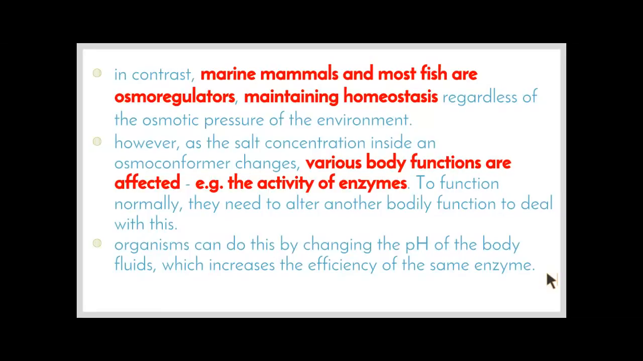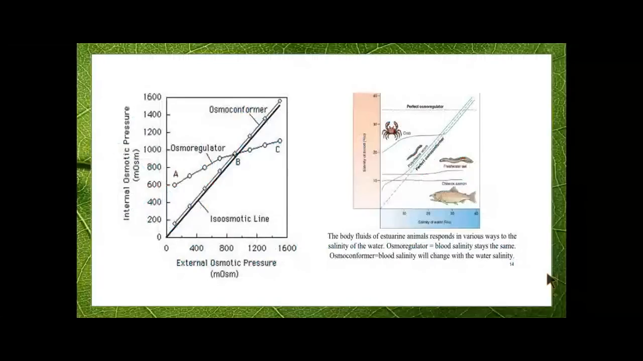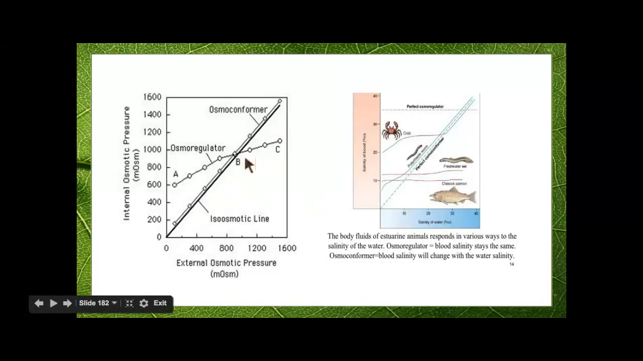So to be able to function normally, they need to be able to change other bodily functions in order to deal with this. So these types of organisms can change the pH of their body fluids, which helps to increase the efficiency of the same enzyme. So this graph here is just similar to the one that we saw before, but now it explains what each of the different lines represent.